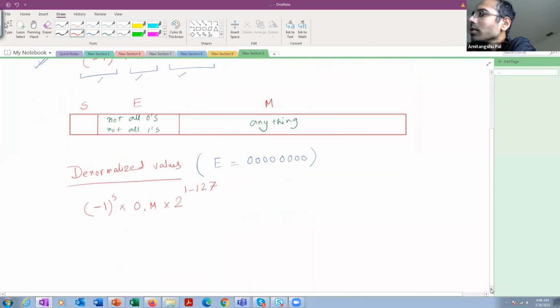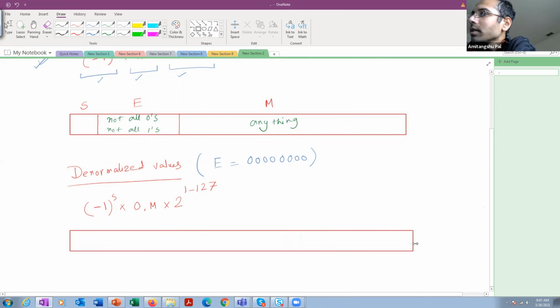First of all, if I give you a 32-bit floating point number, how are you going to check whether it is representing denormalized values or not? Again, you need to divide it into sign bit, exponent bits, and mantissa bits. And if all the exponent bits are zeros, then it is representing denormalized values. Here the mantissa bits can be anything.